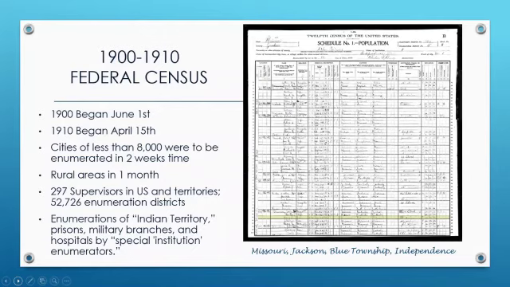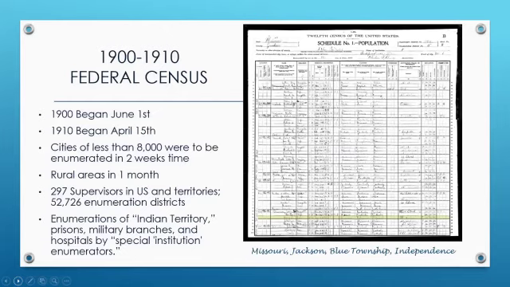For the 1900 and 1910 federal census, it began on June 1st in 1900, but 10 years later, they had to move it up a month and a half to April 15th because they just weren't able to get things done. They were trying to count cities of less than 8,000 people in only 2 weeks. Rural areas were given 1 month for every family to be visited and counted. They had 297 supervisors and 52,726 enumeration districts. This is how much our country has grown.